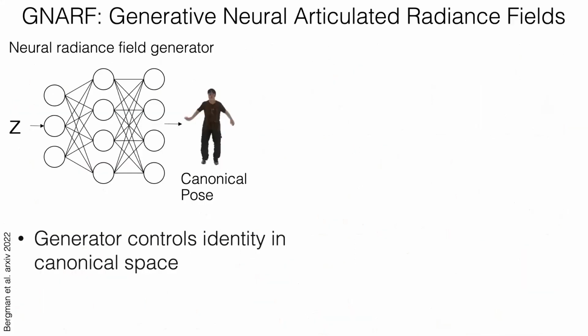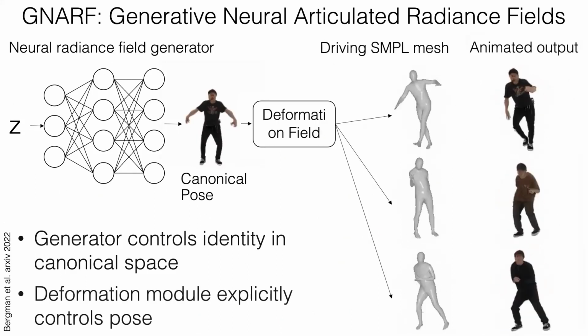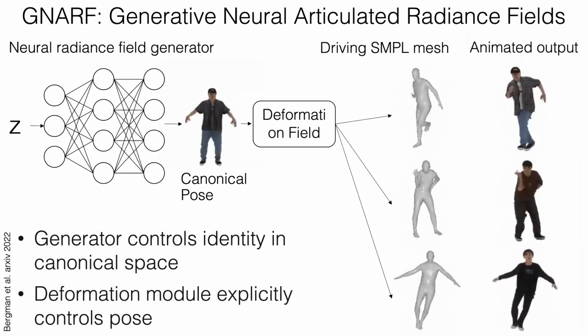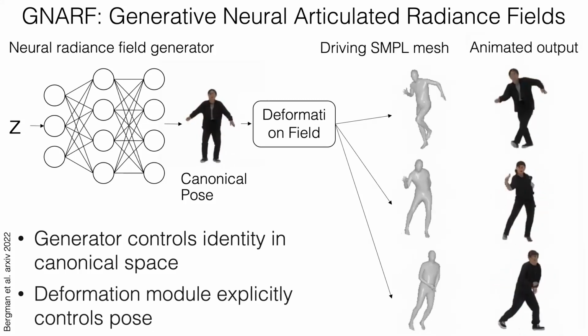So this is something we've been looking at more recently with a technique that we called GNARF, Generative Neural Articulated Radiance Fields. Here the idea is to use a similar generator that takes as input a latent code Z and generates a radiance field of a person. So Z in this case controls the identity. And what we did in this case is to generate the person in a canonical body pose that is then explicitly deformed, for example, using a driving mesh, for example, a simple mesh that you can see here. And this deformation module is really explicit.